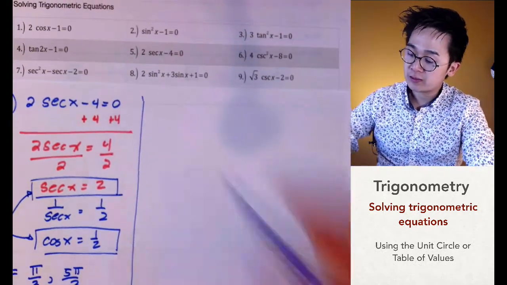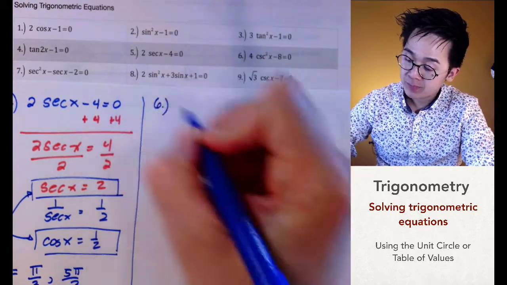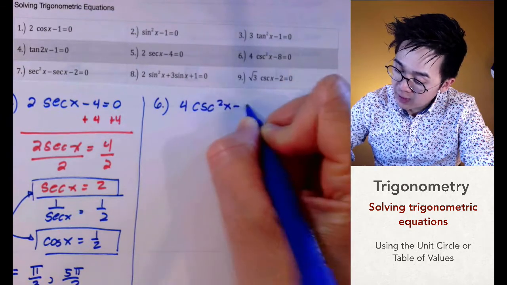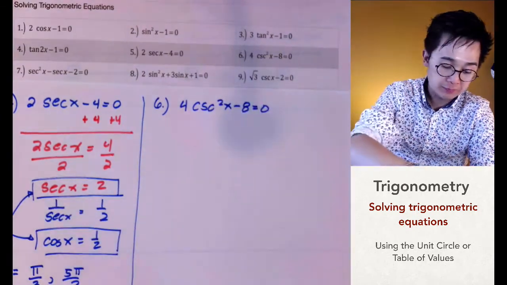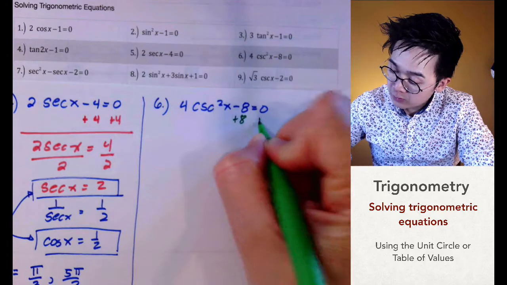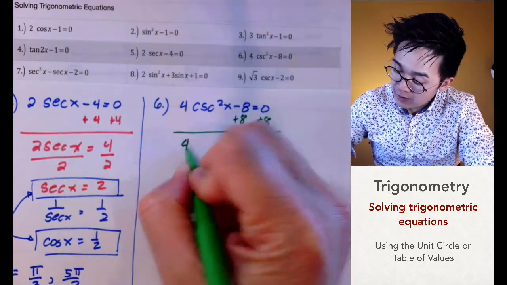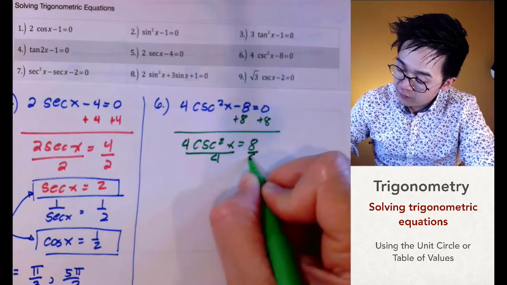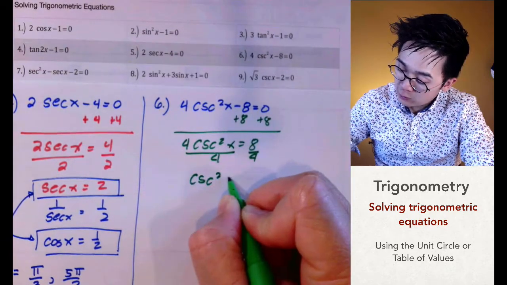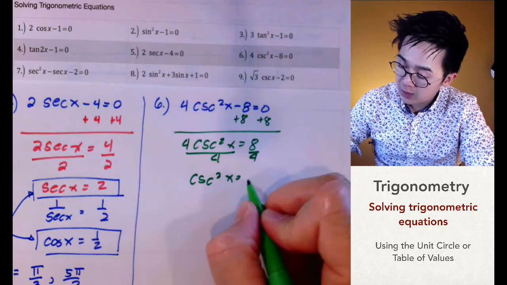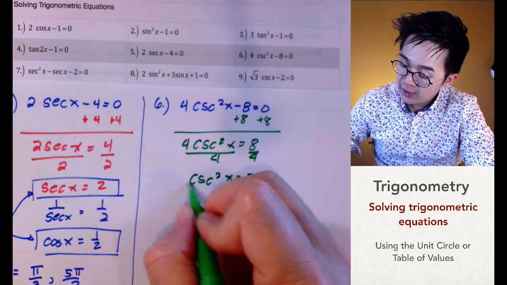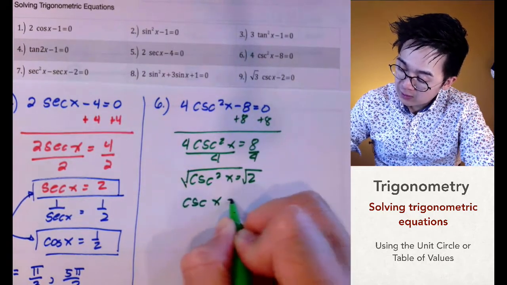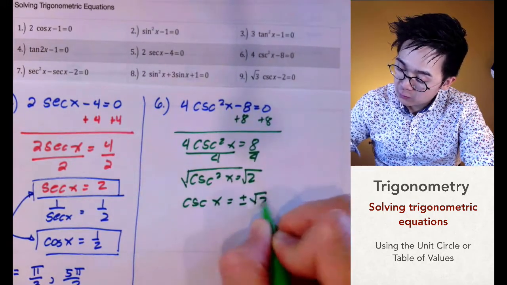So for problem number 6, we have 4 cosecant squared x minus 8 equals 0. So we add 8 on both sides. So we have 4 cosecant squared x equals 8, and divide both sides by 4. So we have cosecant squared x equal to 8 divided by 4, which is 2. And we take the square root of both sides. So we have cosecant x equals plus or minus square root of 2.